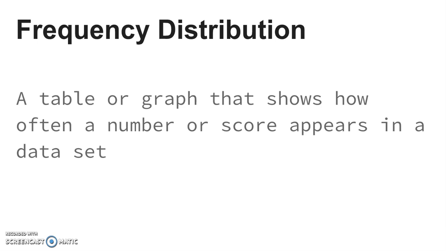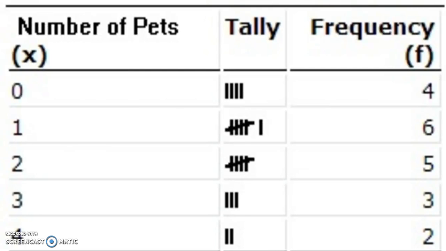So when we talk about frequency distributions, we're talking about tables or graphs that show how often a number or score appears in a data set. This can be a very helpful visual representation of data that you've already taken down. So instead of looking at numbers, you can see how easily it is to understand this information because you have it visually represented. Instead of just looking at numbers and counts of, for example, in this table, people who have a certain number of pets, it is tallied and represented in this table so you can easily understand it.